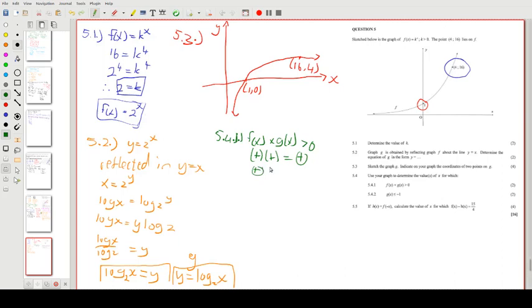Positive times a negative gives a negative. And a negative times a negative gives a positive. So the important thing here is to look where both graphs are positive or where both graphs are negative, because that will give us something that's bigger than 0.